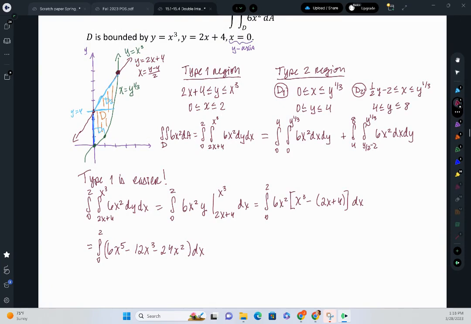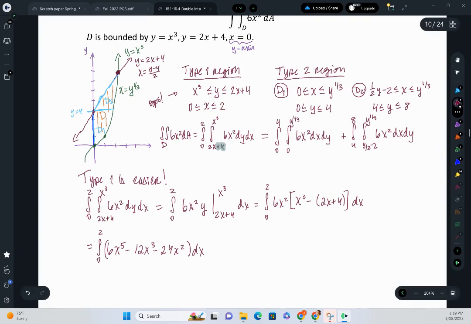I just realized something as I was setting this up. I wish I had somebody who could have stopped me before I made this realization. So my type 1 region is backwards. Oops, I need to flip those. I accidentally put the line on the bottom and the x cubed on top, and it should have been vice versa. The x cubed is the bottom function. So it should be x cubed and then up to 2x plus 4.